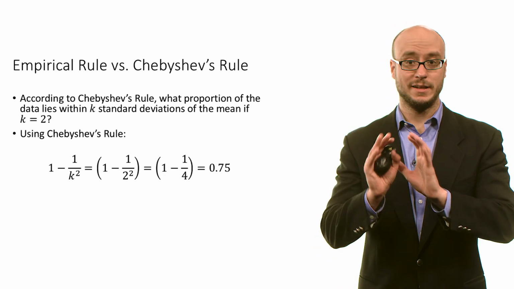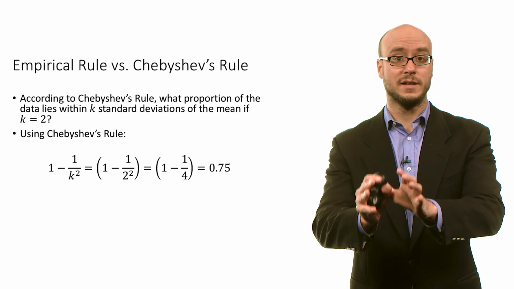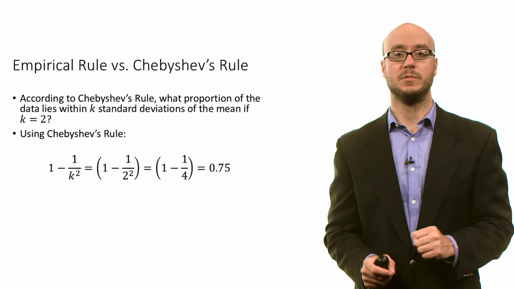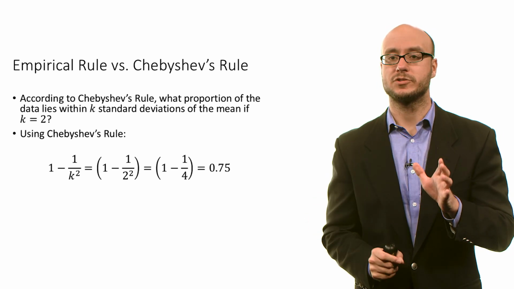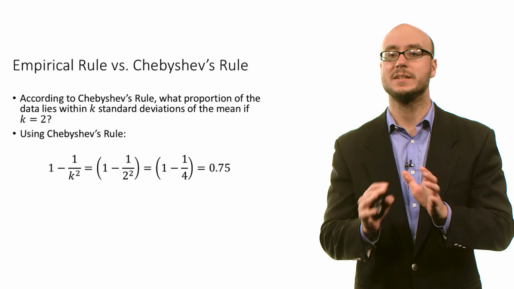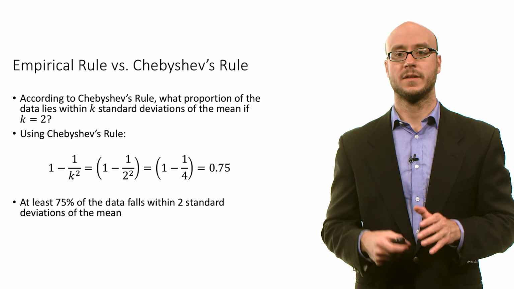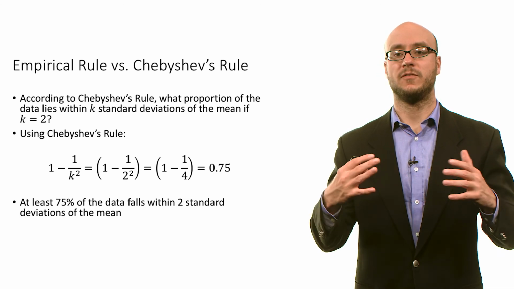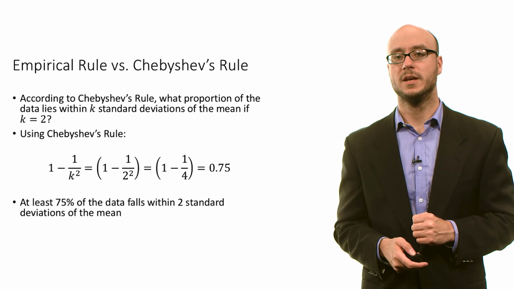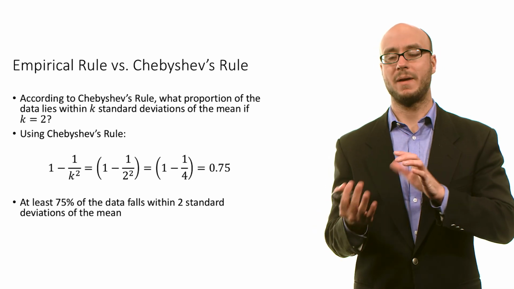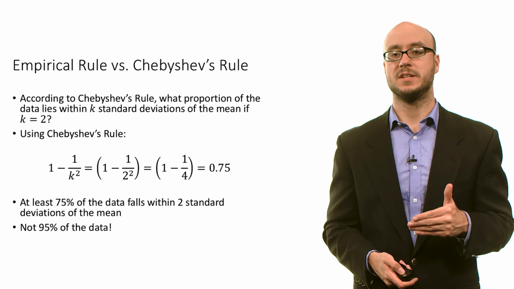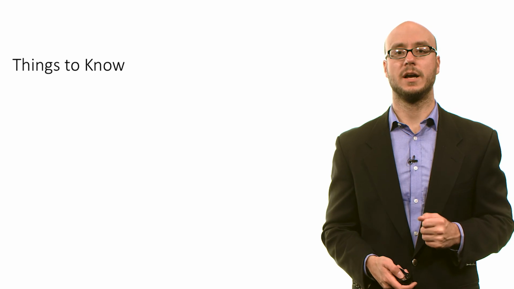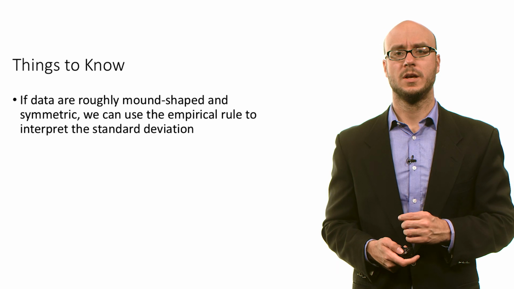So he's saying you might claim that 95% of the data lie within 2 standard deviations, but if your data is mound-shaped but asymmetric, in fact, you can only claim that 75%, right? He's saying at least 75% of the data will fall within 2 standard deviations of the mean. So you can think of Chebyshev's rule as a penalized version of the empirical rule. Right? It's not 95% of the data, it's less. That's the underlying point.